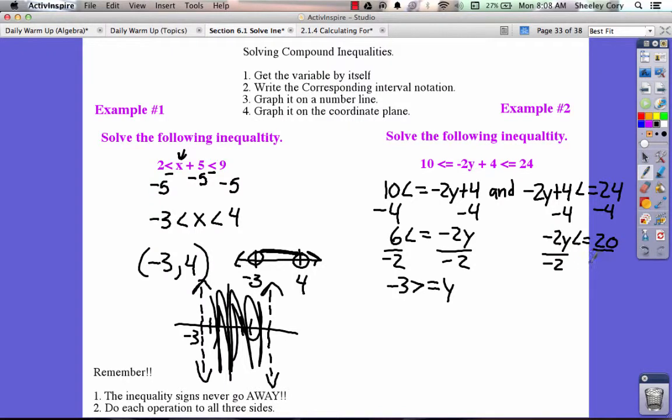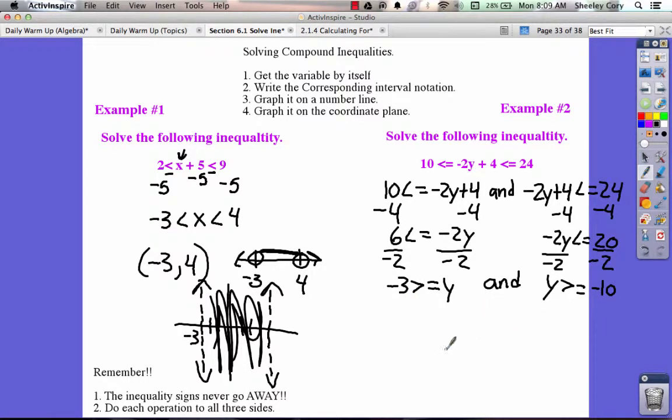And we're going to divide by a negative 2. Remember to switch the sign when you divide by a negative, so this inequality sign will flip. So y is greater than or equal to negative 10. So this is telling you that y has to be less than or equal to negative 3, but it has to be greater than or equal to negative 10. So y has to be less than or equal to negative 3, and y has to be greater than or equal to negative 10, which is telling you it's between negative 3 and negative 10.